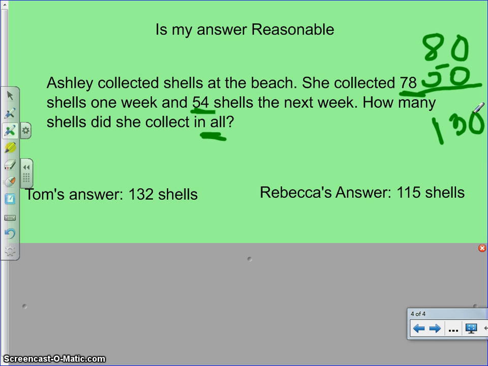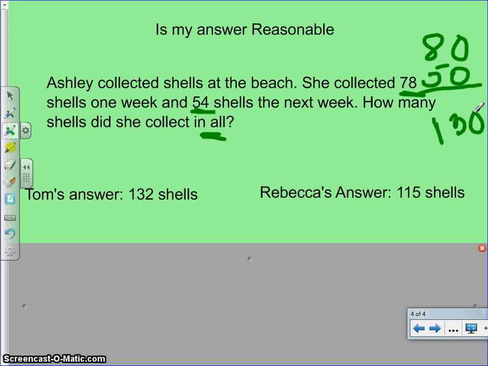So again, we look down here at Tom's answer. Tom's answer is 132, and Rebecca's answer is 115. Tom's answer is reasonable. His answer, 132, is pretty close to my estimation of 130, but Rebecca's is off. Hers is 15 shells away. That seems not too reasonable. That's not making too much sense when you're looking at these numbers and adding them together. So her answer is probably wrong. Now Tom's, I'm not sure if it's 100% correct, but I at least know that it makes sense and that it is reasonable. Now if I take a step further, if I was Tom, I would double check my answer.